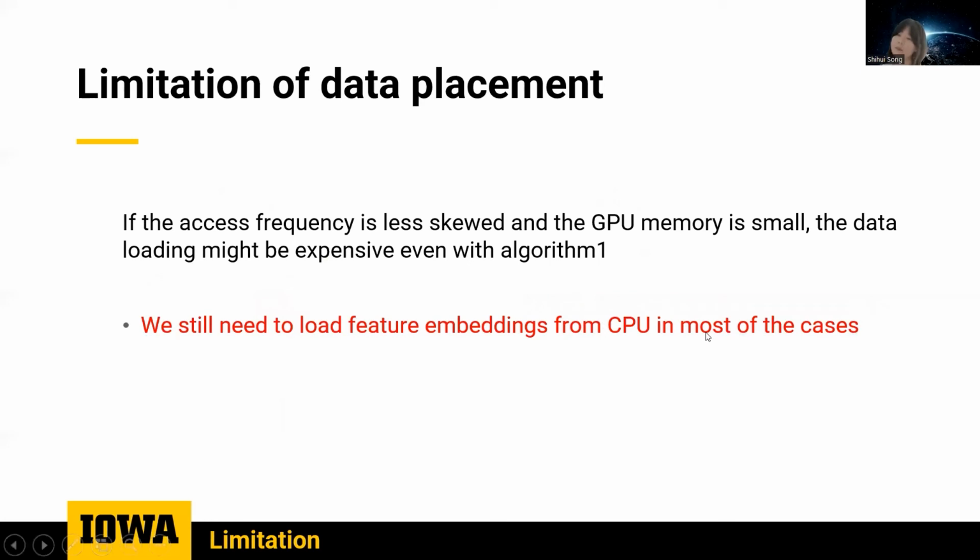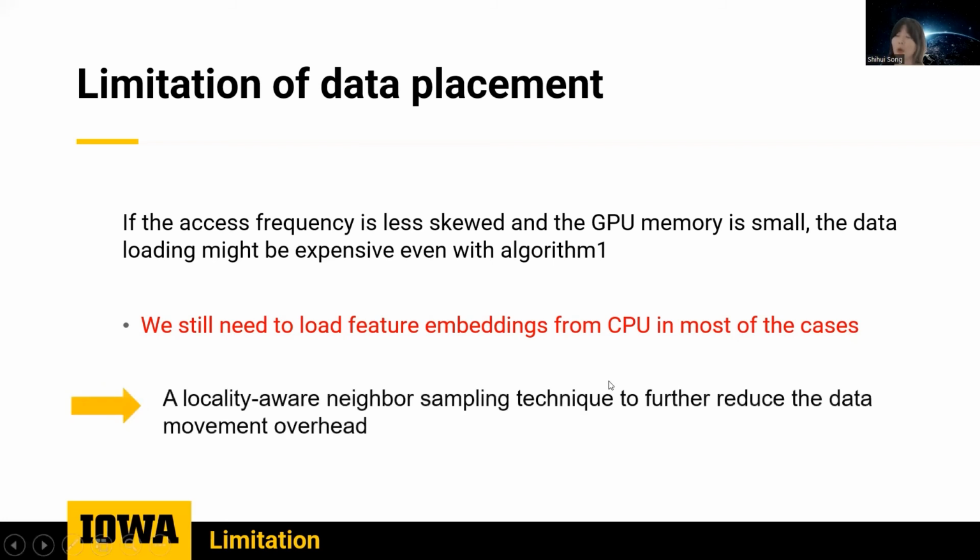However, our algorithm is based on the assumption that the access frequency is skewed. So if the access frequencies of nodes are less skewed and the GPU memory is small, the data loading might be expensive even with our algorithm, because in this situation we still need to load many nodes from CPU in most cases. So we further propose a locality-aware neighbor sampling technique to reduce the data movement overhead.